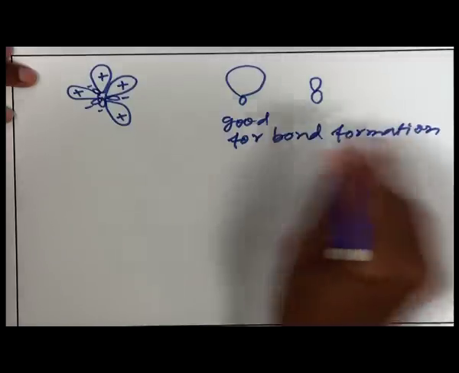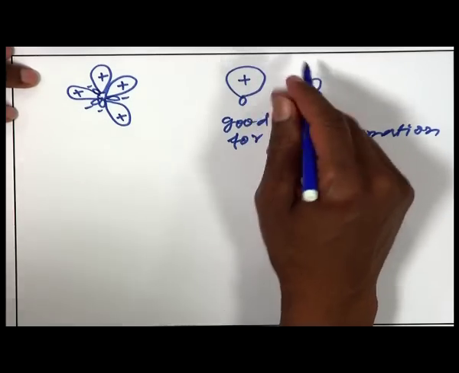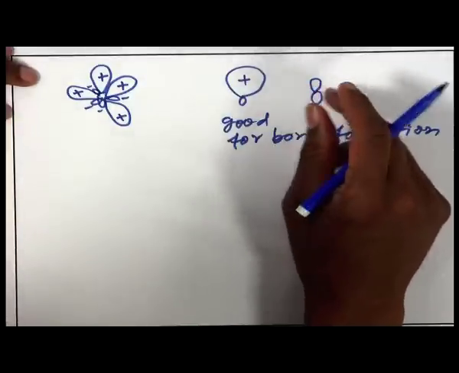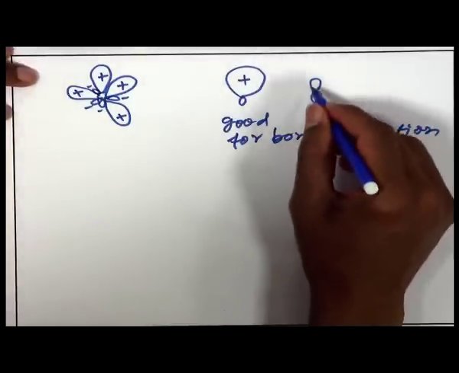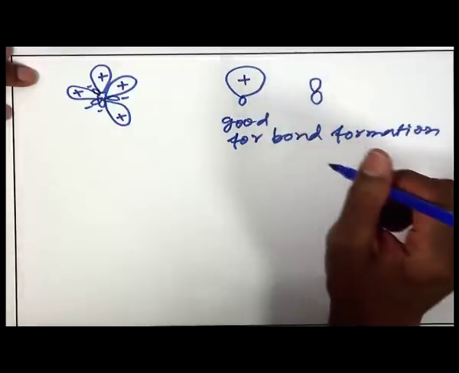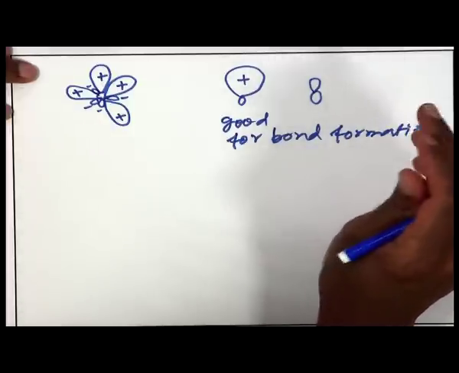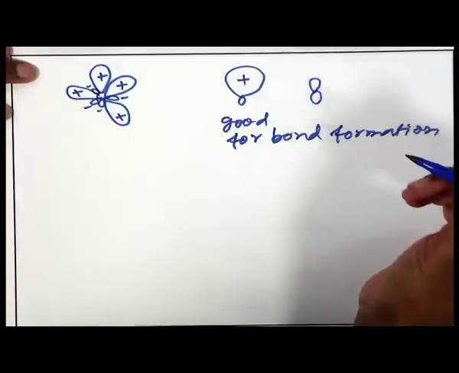because the lobe is greater here. When the lobe of the orbital is bigger, it can overlap in a much better way, or the overlap will be much more positive compared to our atomic orbital having an overlap of this size. So, that is why hybridized orbitals are better for overlapping and hence better for bond formation.